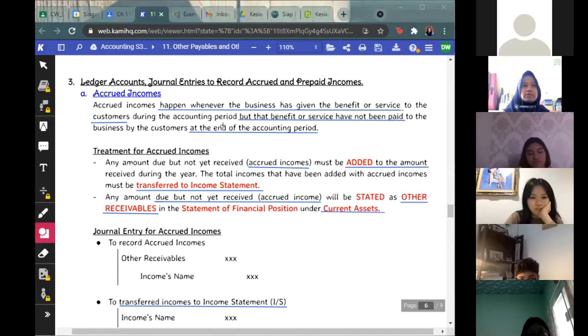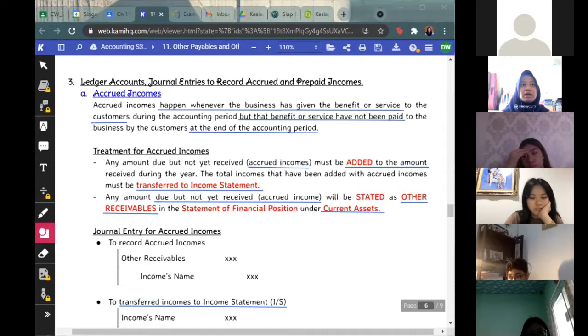Right. So right now we will study about ledger accounts, journal entries to record accrued and prepaid incomes. You have learned about how to do accrued and prepaid in terms of expenses. Now we move on to the incomes. Let's start from the first one, accrued incomes.